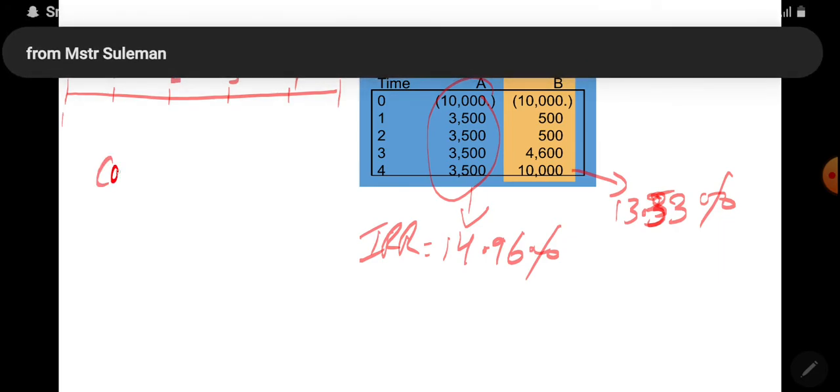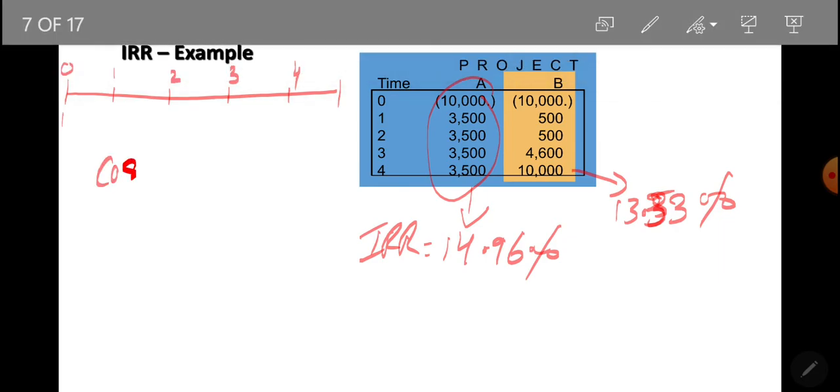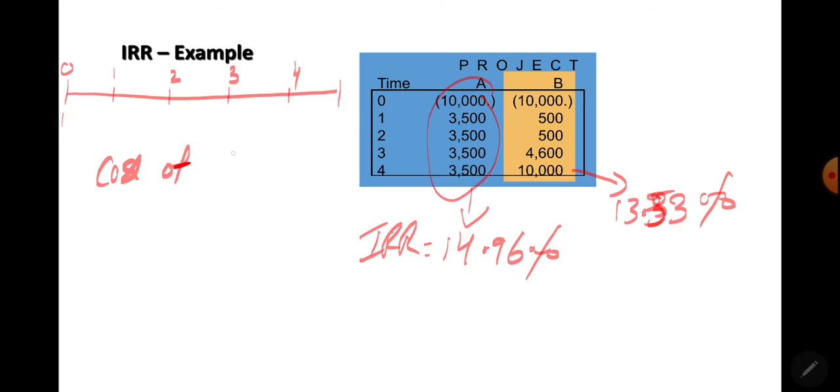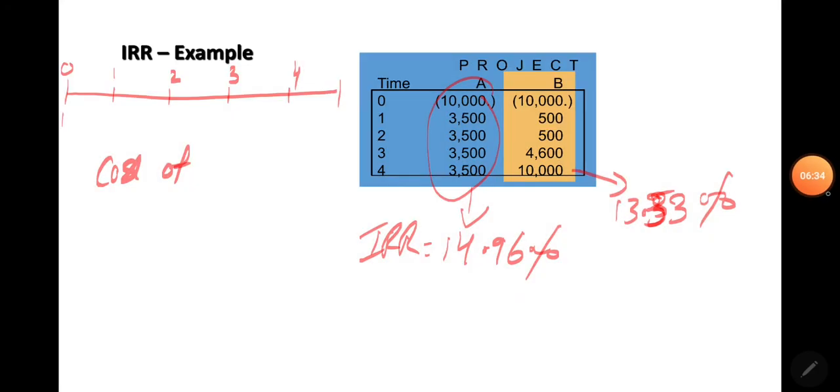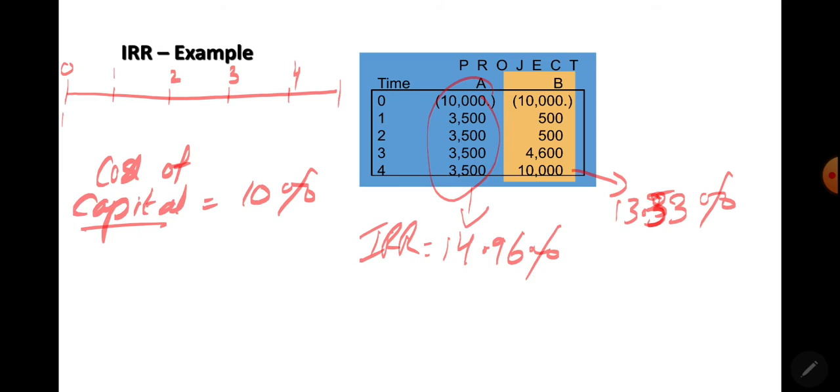Now, if the cost of capital is 10%, then which one should be selected? First thing is that you need to see that both of them should be greater than your cost of capital for it to be in the criteria. So if it's independent, both can be selected because both are greater than 10%.